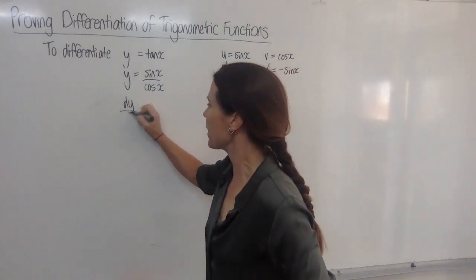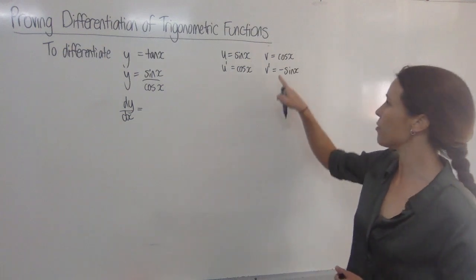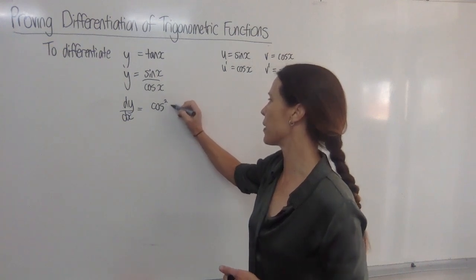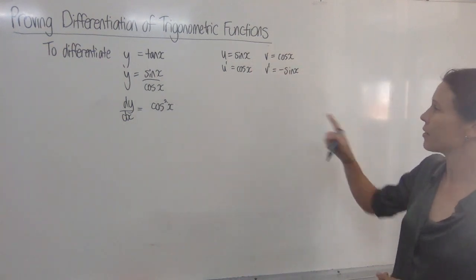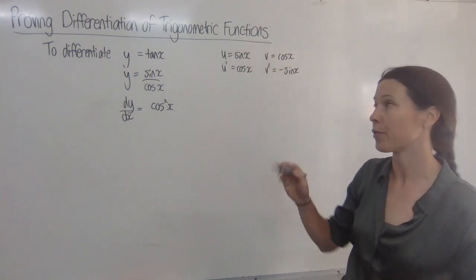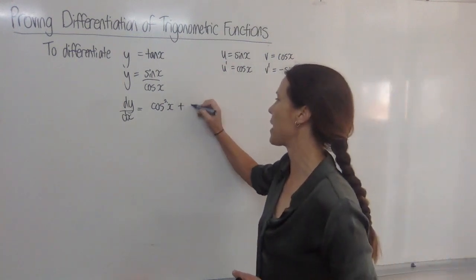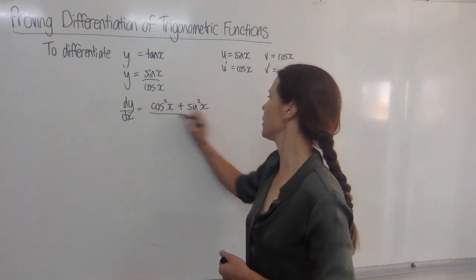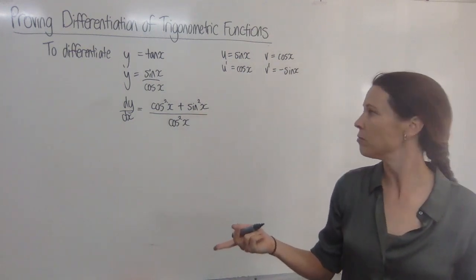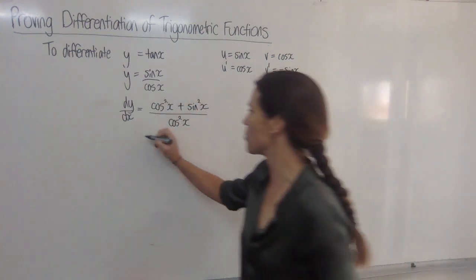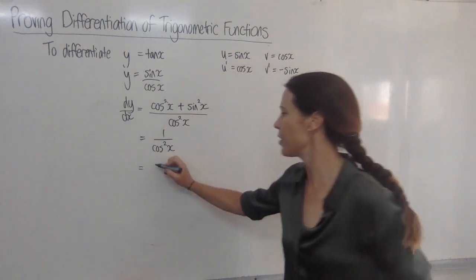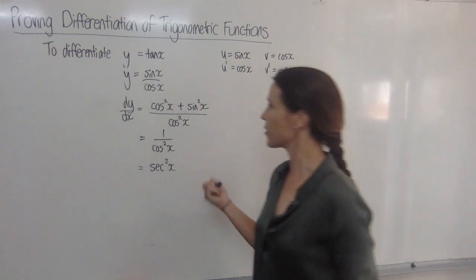So now dy dx will be v times u dash, so that's cos x times cos x, that'll be cos x all squared, which we can write like that, minus u v dash. Now that'll be negative sine squared x, won't it? So if we're subtracting negative sine squared x, we're actually adding sine squared x all over v squared. Okay, can we tidy this up at all? Yep, sine squared x plus cos squared x equals 1. And that gives us this result. And we can tidy that even further by saying that is sec squared x, which is the result we've been using.